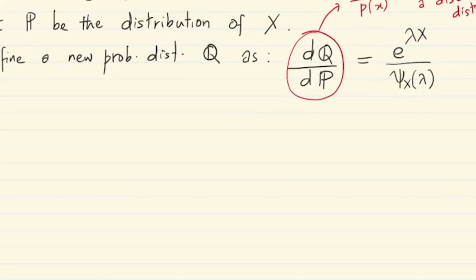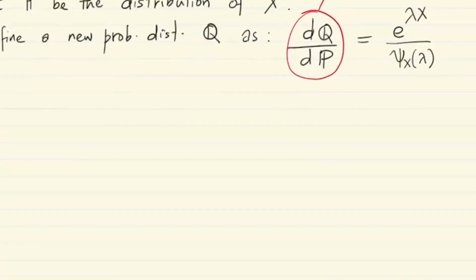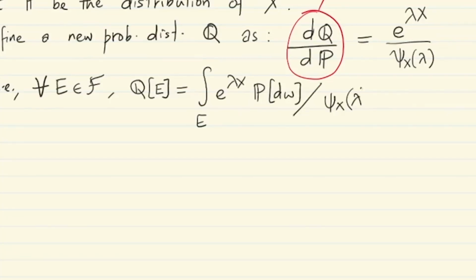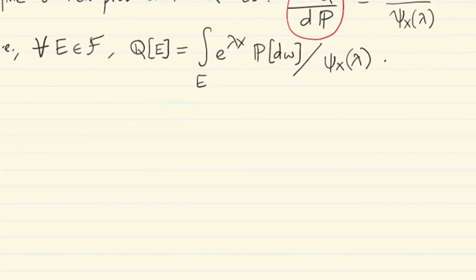Okay. So in other words, an equivalent way of defining this new probability distribution is that for every event E in the original sigma algebra of X, the probability of the set E as measured by Q is defined to be the integral over this event E of e raised to lambda x with the original distribution P d omega, and you have to finally divide by c_X of lambda to make it a valid probability measure. So this is basically how the distribution Q is defined.